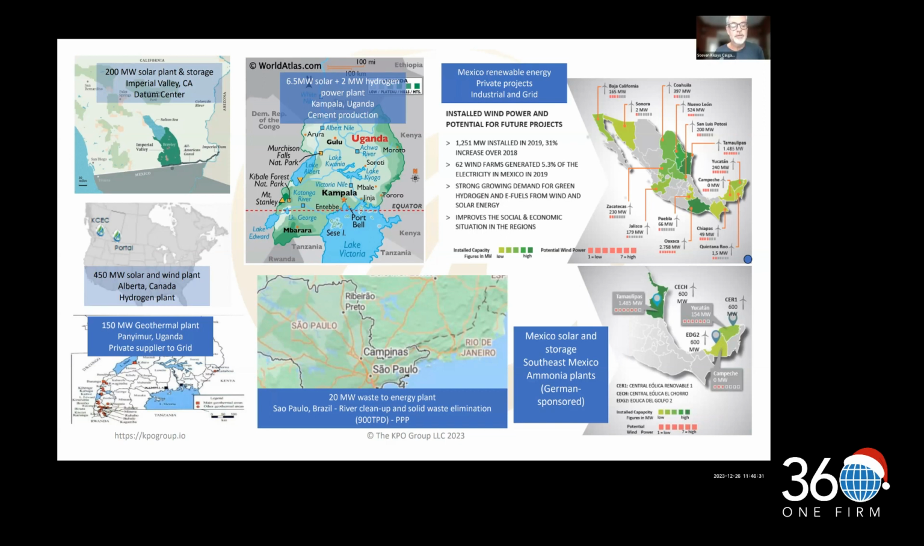The easiest to imagine, take the one in Uganda at the top there. It says 6.5 megawatt solar and 2 megawatts in the center. This is to power a cement production plant.